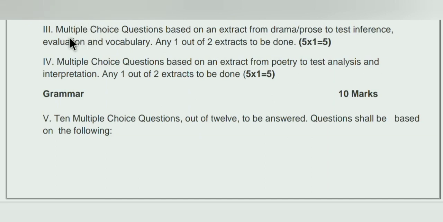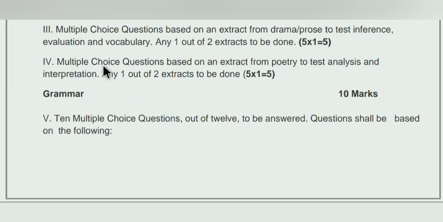Here, question number 3 and question number 4 will also be MCQ type questions. This one will be extract based, meaning from lessons, from your prose sections, you will be given questions. You have to answer any one out of the 2 extracts. 2 questions will be given, so there are multiple options here. 5 marks will be allotted, 1 mark each.